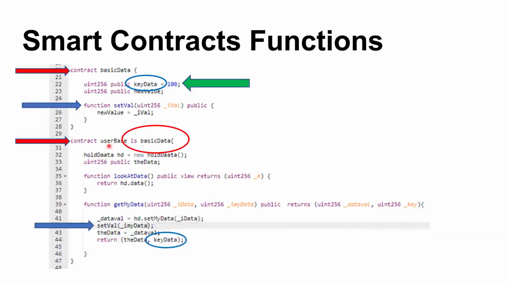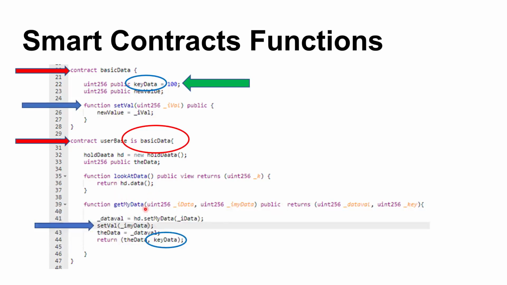If we take a look here, we can see there are two contracts. There's a contract called basic data, which has two public integers and a function. And we'll write another contract called user base, and then we'll use the is keyword with basic data. So now these two public integers are available to user base, and this function is now available to user base.